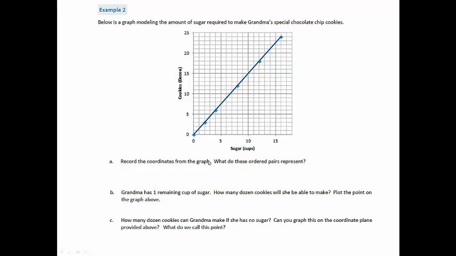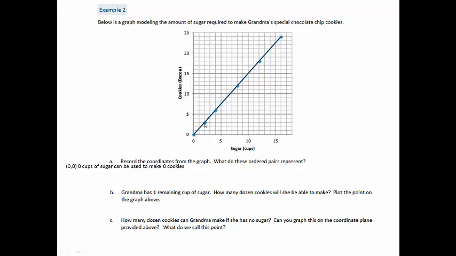We're going to record the coordinates from the graph and say what the ordered pairs represent in this particular example. So each one of these dots is an ordered pair. There's lots of other ordered pairs on here, but we're just going to record the ones that they have pointed out. Our first ordered pair is 0, 0. It means 0 cups of sugar can be used to make 0 cookies.